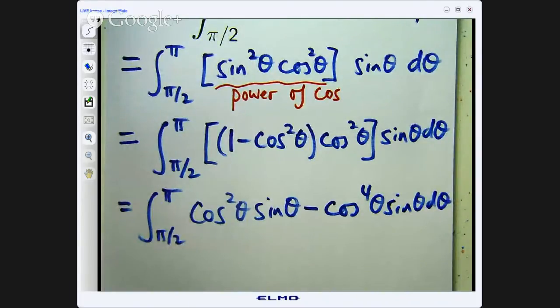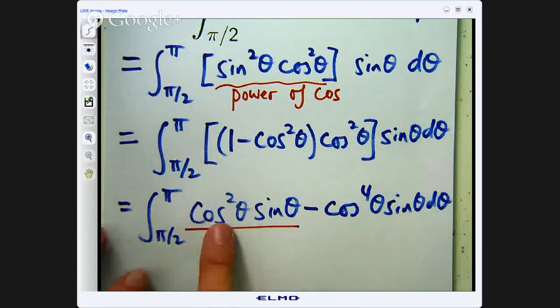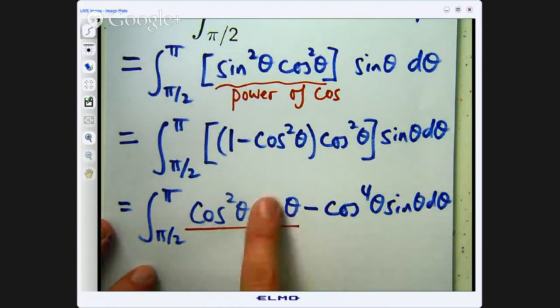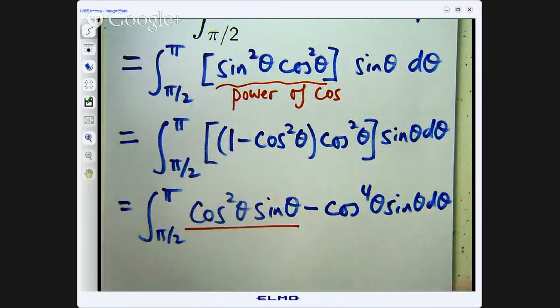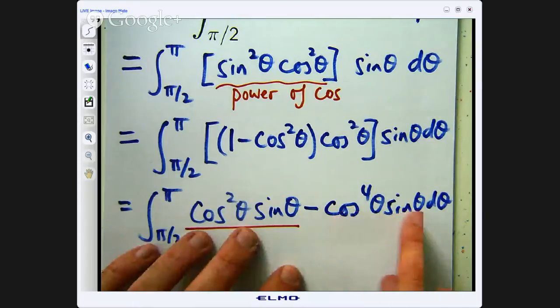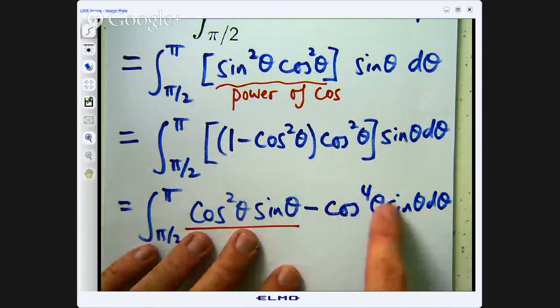Let me show you. Here we've got the integral of cos squared sine. Now, sine is almost the derivative of cosine, right? Just with a negative sign. Same situation over here. Forget about the powers. Sine is almost the derivative of cosine.